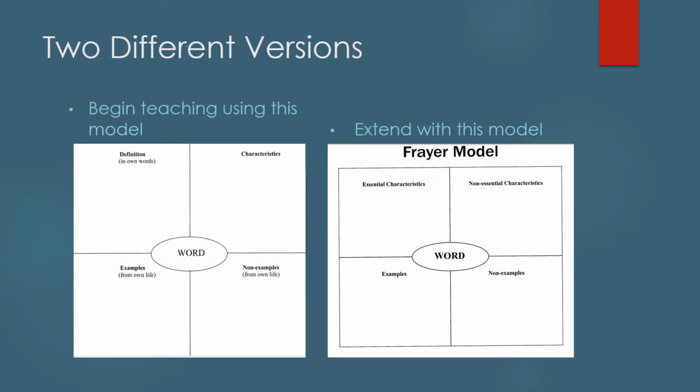There are two versions of the Frayer model that are utilized by teachers. The model on the left is used to begin when introducing the model to students, especially those younger students. The model on the right is used when extending a concept.